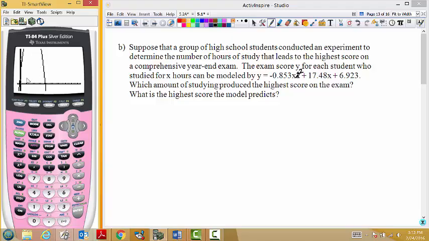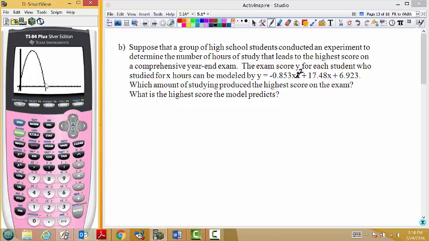Okay. So look what you got. Now what are we going to have to change? We're going to have to change our window. Our y is not high enough. Our x looks good. But let's change our y to 100. And I want you to think about why I'm changing it to 100. Because what's the highest score on an exam that you can get? 100. So it's not going to be bigger than 100.